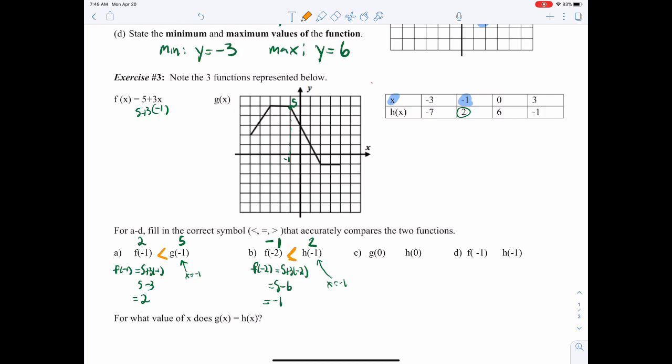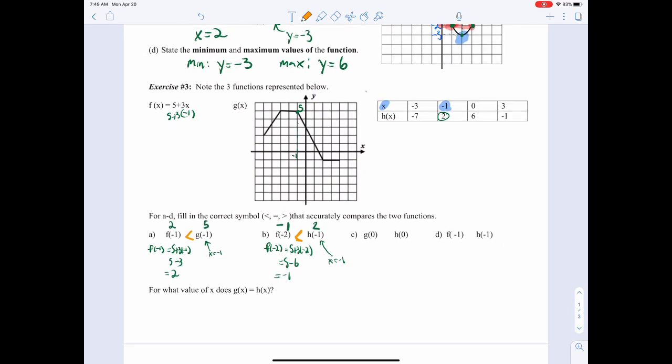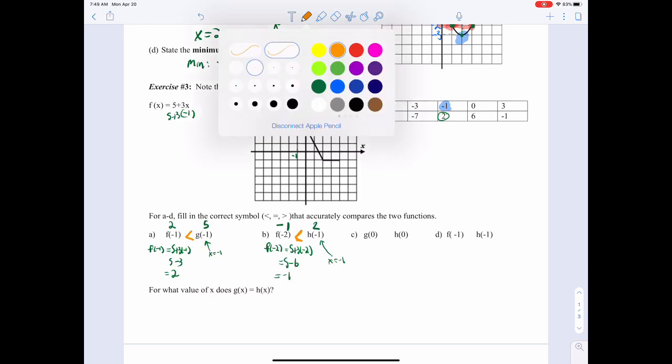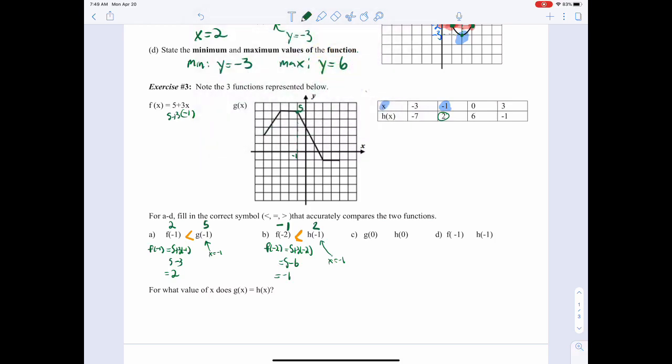So we have f of -2 is going to be less than h of -1. All right, why don't you guys try C and D, and then resume the video to see what you get. Pause the video first, I guess.